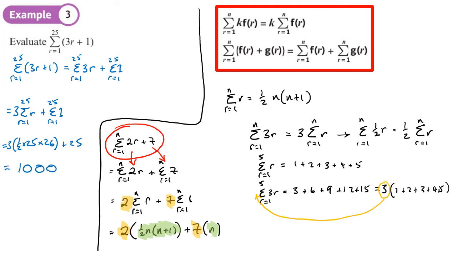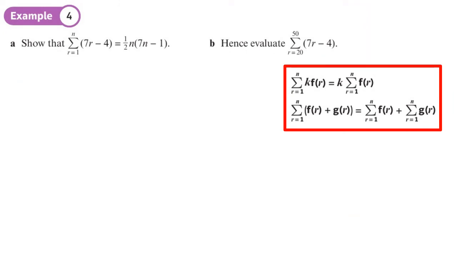So can you see how we've used these rules to basically break it down so that we use the formulae either for the sum of ones or the sum of r. Right, part A: show that that sum is equal to that. Here we use our rules in part A.